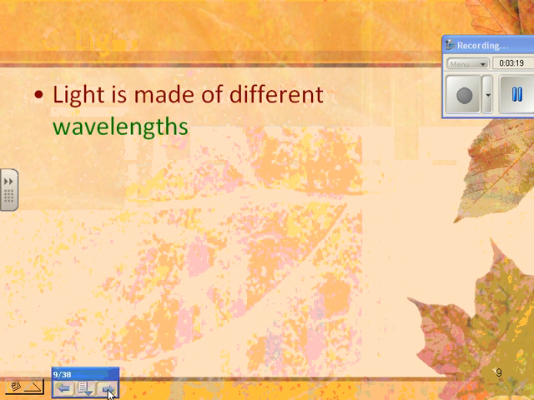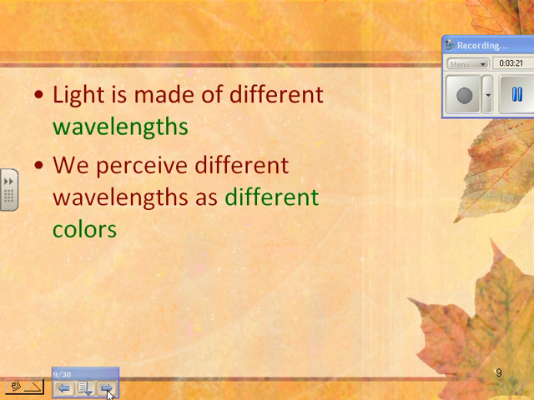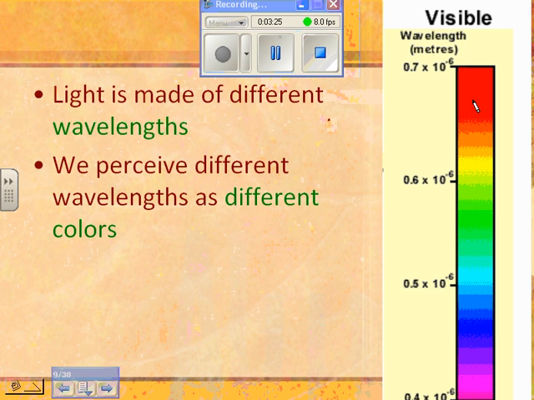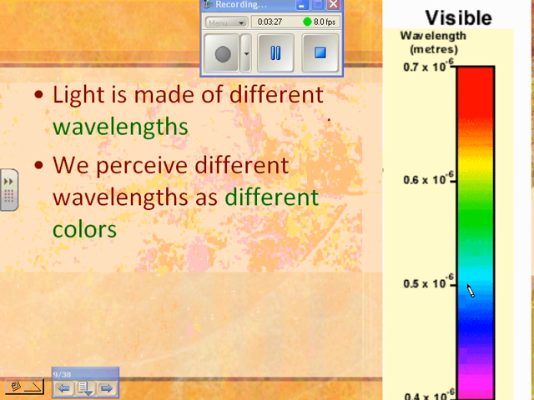Light is made of different wavelengths, and we perceive different wavelengths as different colors. So here are some different wavelengths. Here's red, they're longer wavelengths, and here's purple, and they're shorter wavelengths. And we have different receptors in our eyes that can recognize red or green or blue, and so the combination of all that is how we perceive color.